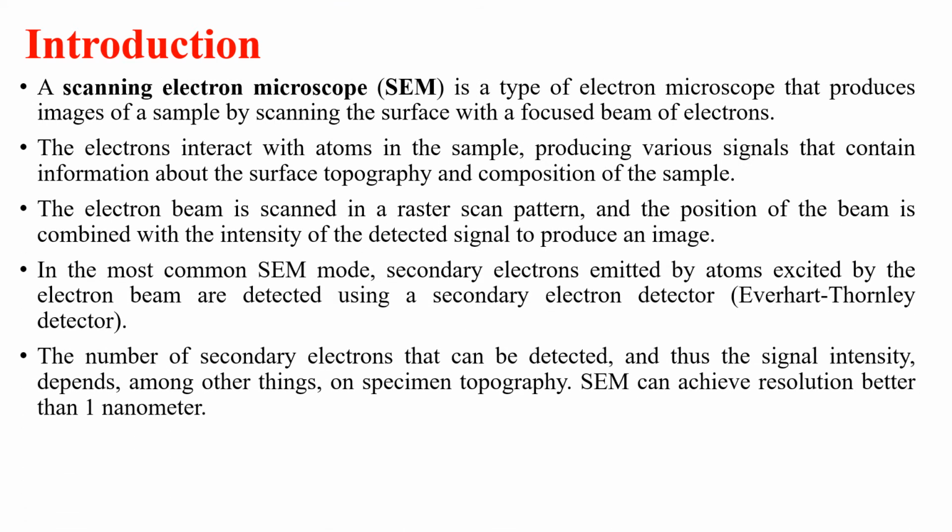So what is SEM? It is a type of instrument which produces an image of a sample by scanning the surface with a focused beam of electrons. These electrons interact with the atoms in the sample, which produces various signals and gives information about surface topography.